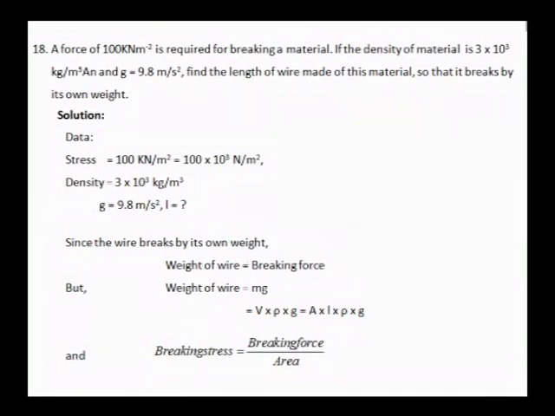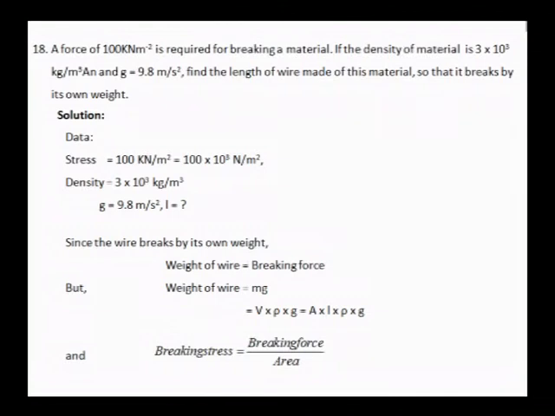The next problem: a stress of 1000 kilo Newton per meter square is required for breaking a material. If the density of the material is 3 into 10 to the power of 3 kg per meter cube and g is equal to 9.8 meter per second square, find the length of the wire made of this material so that it breaks by its own weight.